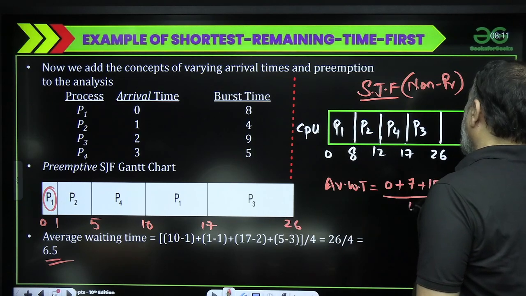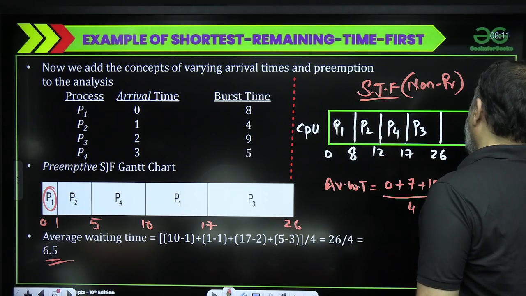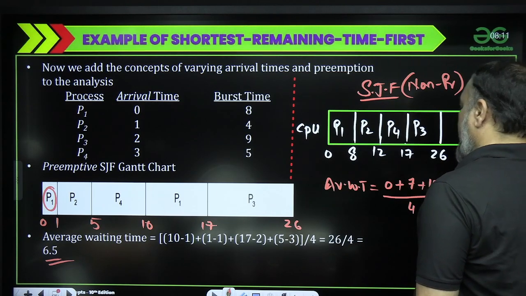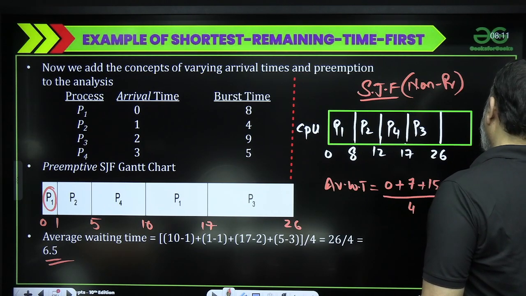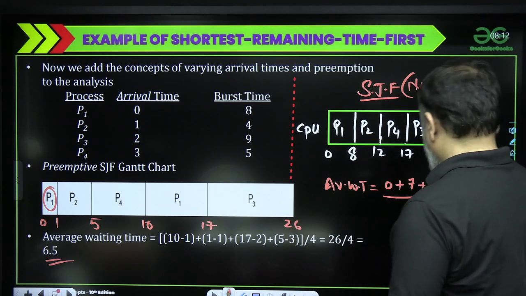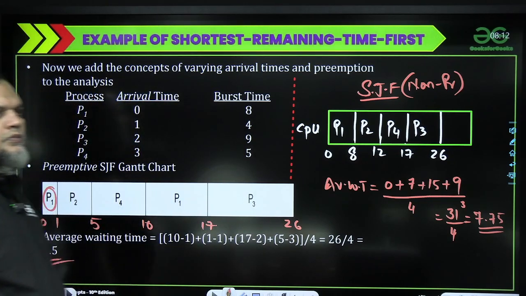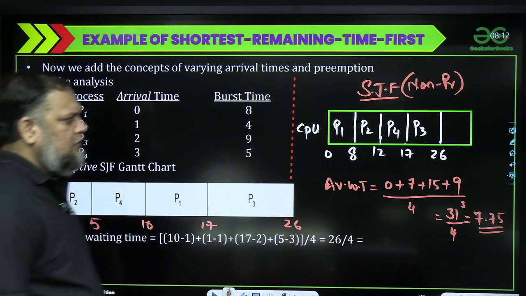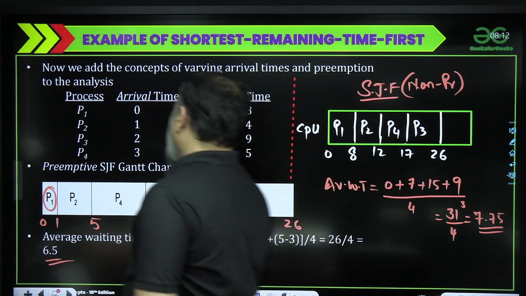So boys and girls, this is my average waiting time. 0 plus 7 plus 15 plus 9, 31. 31 by 4, which happens to be 7.75. Okay, so that is greater than 6.5.